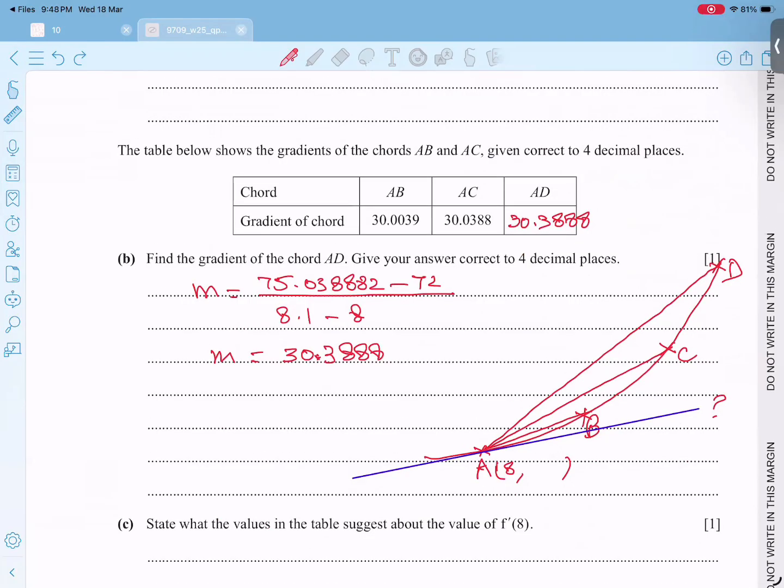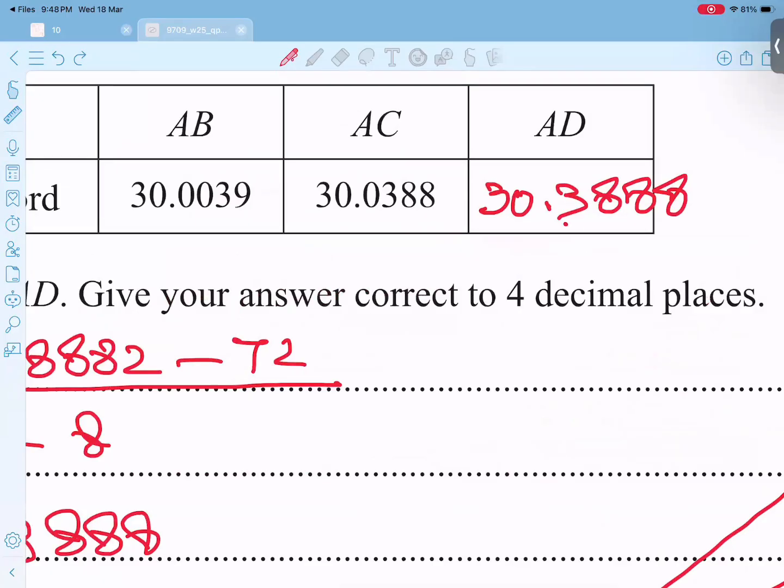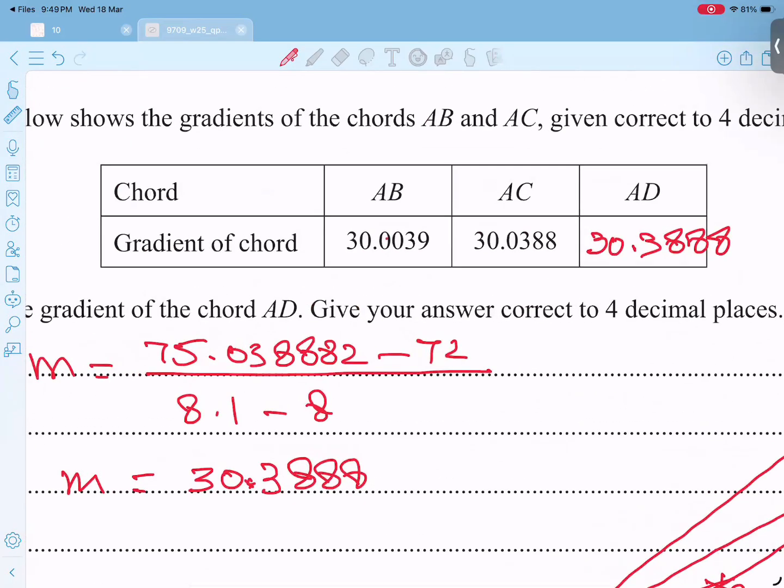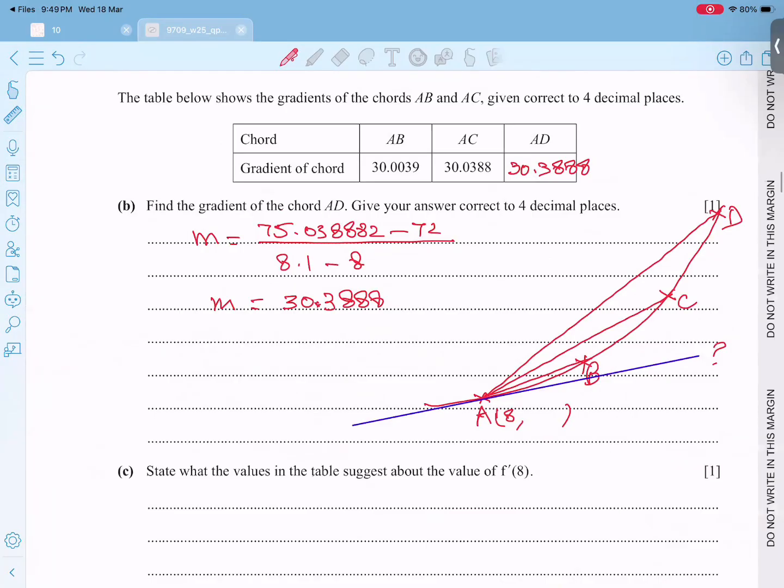You can see this is 30.388. Now reduce: 30.03. Now reduce: 30.00. If you see the pattern, this number is 30.038, this 0038, and now 0039. So what is going on is these zeros are increasing. Maybe if I go closer to A, 30.000001 like that, or more closer, it means more zeros. So ultimately my answer will be equal to 30. So f dash of 8 approaches, or is equal to, 30.